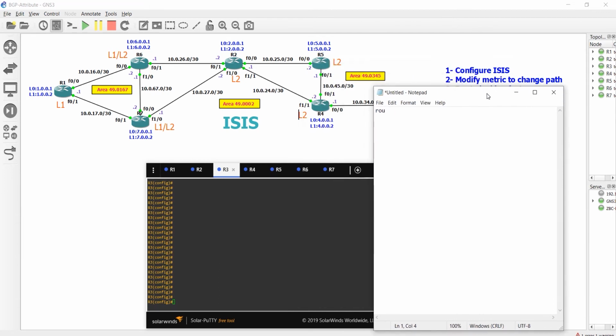And for router 3, it's better I write something in Notepad and copy and paste. Router isis 1 and the net is for number 3.